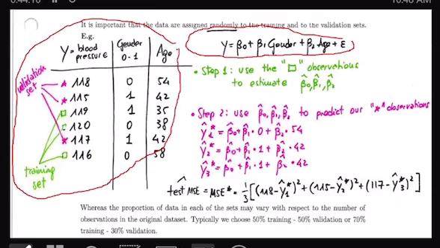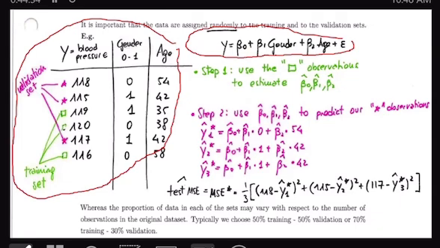Now, let me tell you this. Some of you may be wondering, if I have a data set, how am I going to split it? Some people use 50-50, depending on the size. Some people use 70-30. Okay, 70 for training, 30 for test.